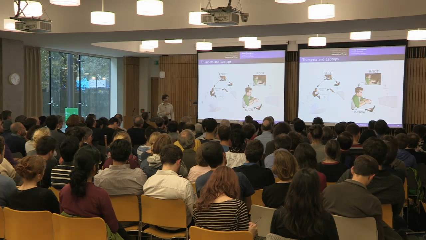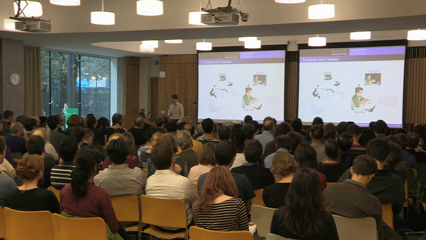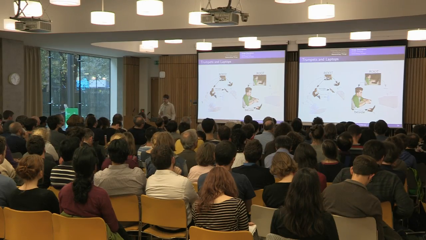And crucially, the configuration of the man and the object that the man is using are different, right? Here the man is beside the trumpet, and here the man is beside the laptop. So here we should describe this as the man is using the trumpet. Here we should say the man is using the laptop, because the structure of the image is different, even though some of the same objects occur in both images.